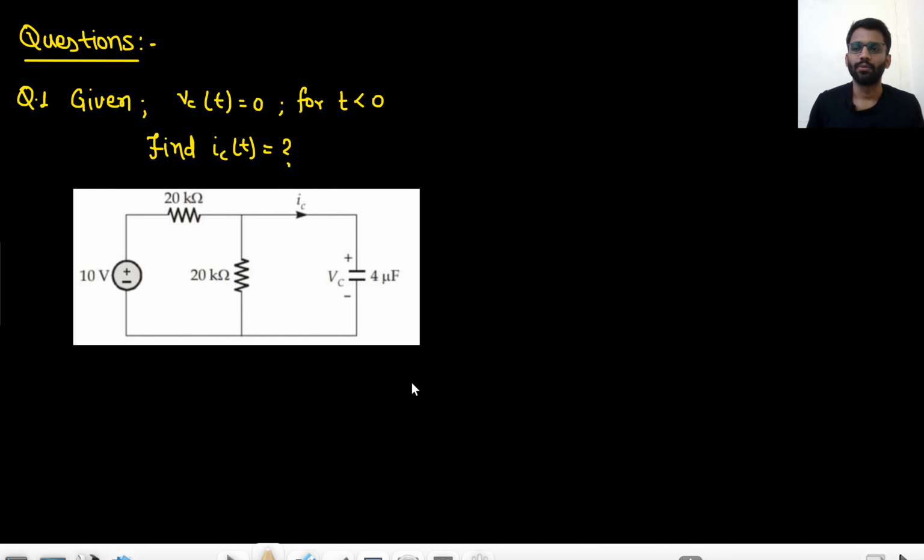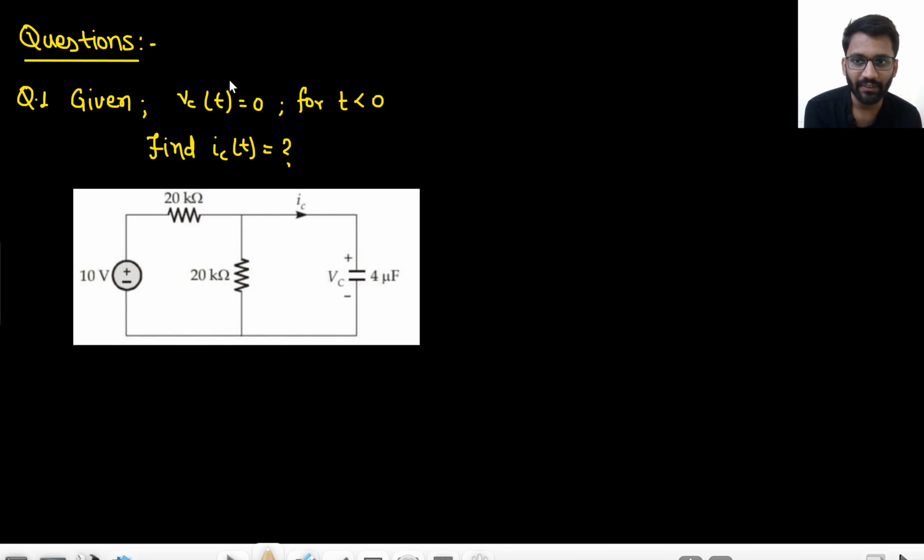Hello everyone. So before moving on to the concepts, first let's see some numerical problems, so that you are more comfortable in your concepts. This is a very simple question. You have to find the expression of IC(t), and for t less than 0, VC(t) is 0. Although it is written 10 volt here, you will consider it as 10 u(t).